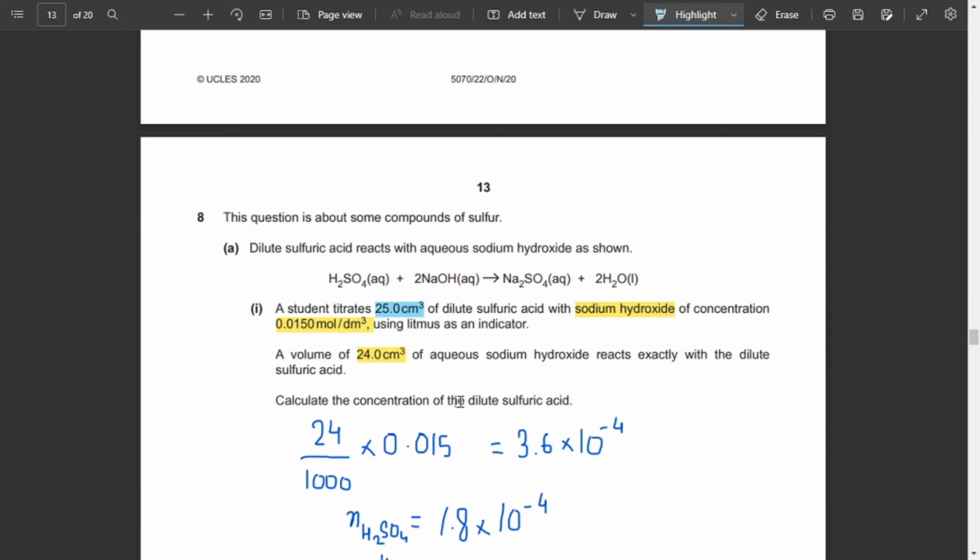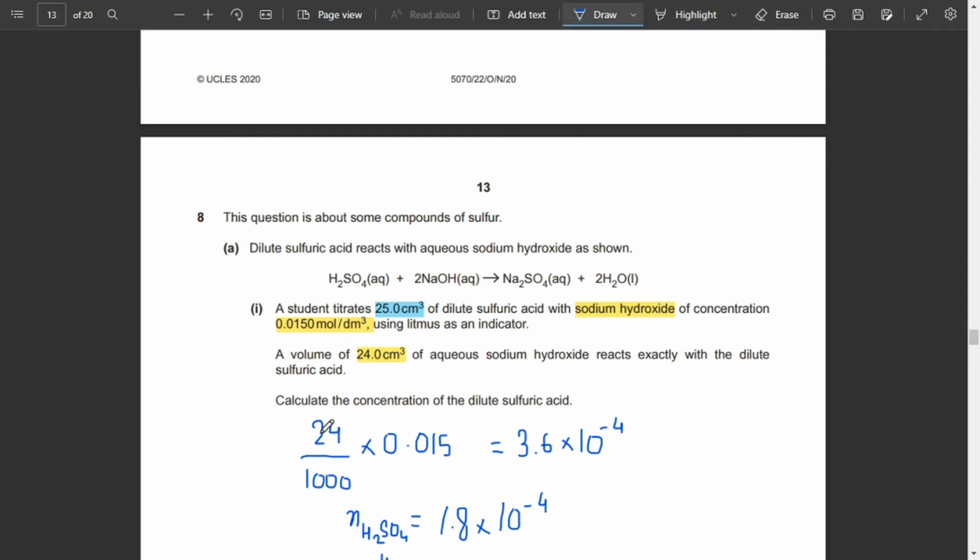So for it, first of all, since we have the data of sodium hydroxide, we can first determine the number of moles. The number of moles can be determined by using the formula volume times concentration equals moles. So n equals c times V. C is the concentration, V is the volume. We have volume 24 cm³. This is the NaOH part.